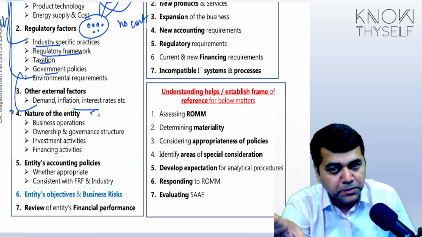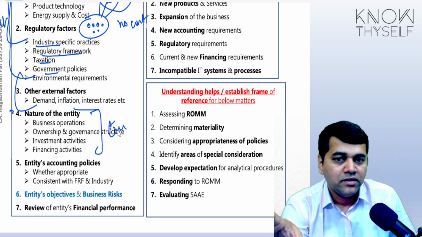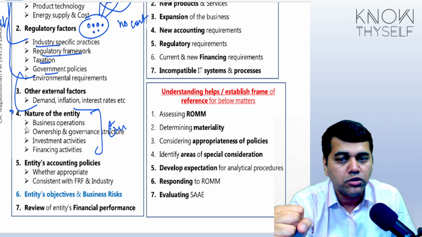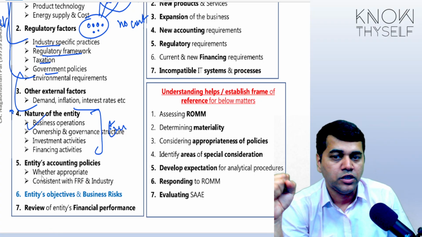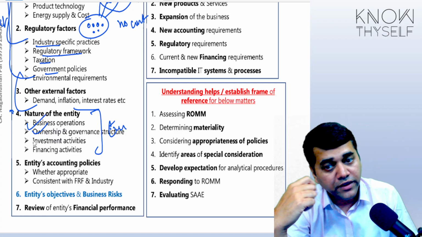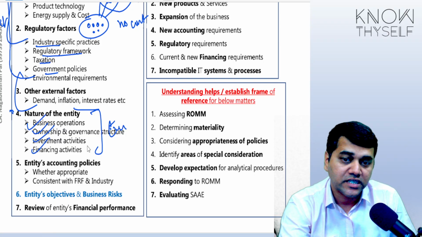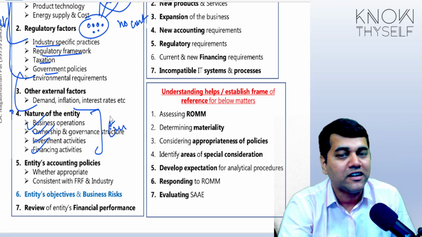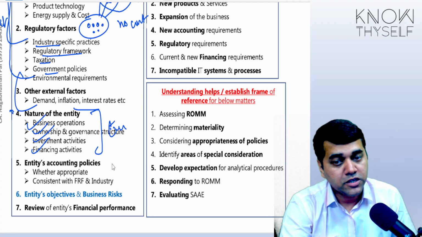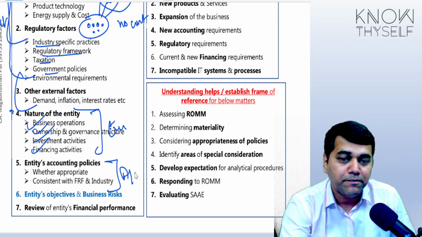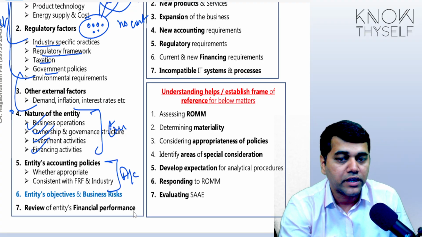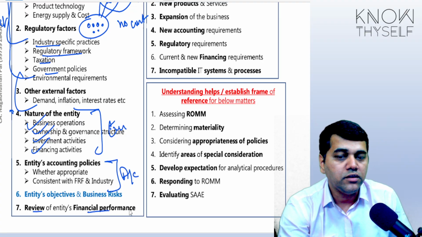Then comes understanding of the entity. These are all entity-specific factors. Here the entity has got absolute control over where to run the business operation, who should be my owner, where I should invest, from where I should get the cash. These are all kinds of internal factors. Then based on this, you consider the accounting practices. How do you do the accounting? And you may have to review the financial performance.